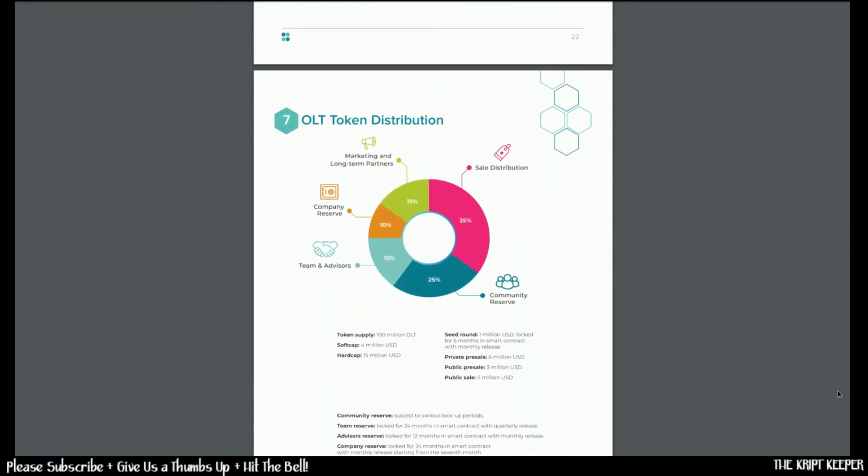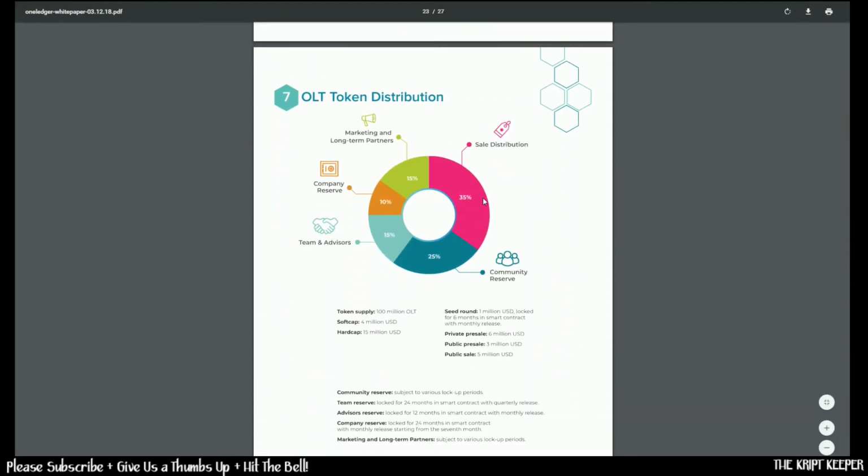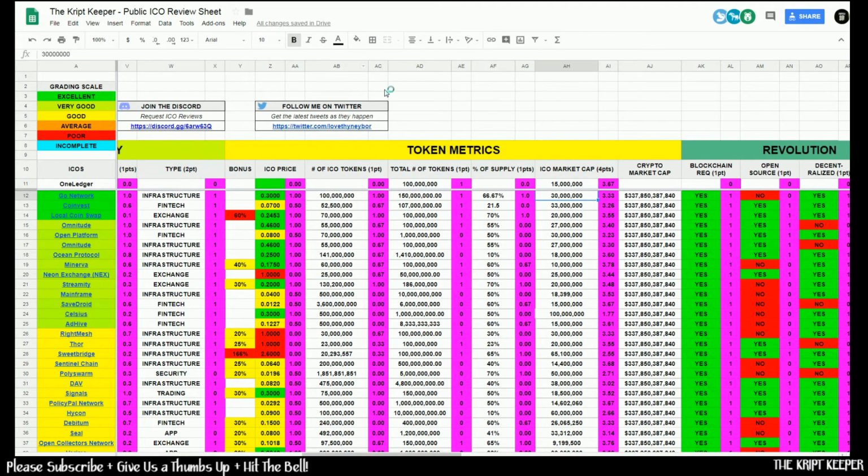So we can see that there was 35% available in the sale, 25% for the community reserve, 15% for the team and advisors, 10% company reserve, and 15% marketing and long-term partners. So 35% tokens going to the ICO out of a possible 100 million, which makes it 35 million available in the ICO. And that will allow us to figure out, generate a cost.